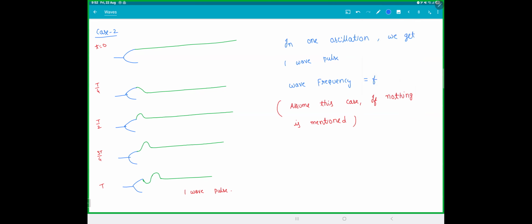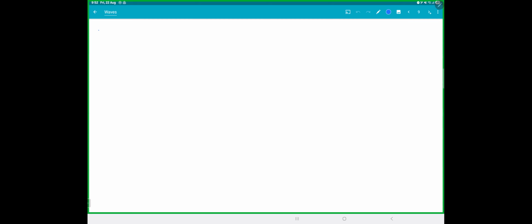The second property is the wave speed. Wave speed is nothing but it tells you how fast the disturbance is propagating, the speed at which the wave propagates. Now this wave speed is independent of the source and depends on the medium. That means whether you shout or I shout, the speed of sound will not change.